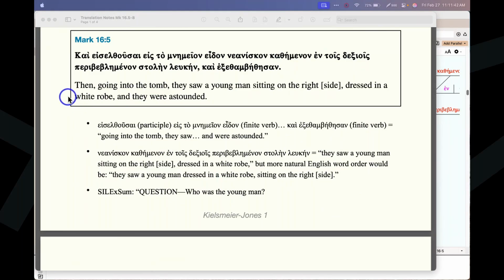You would want to decide for your own translation, does this feel a little bulky or cumbersome? I've got a number of commas here to kind of set things apart. Does that slow down the reading for the reader, whether that reader is you when you read your own translation or somebody else? A more natural English word order would give us something like, they saw a young man dressed in a white robe sitting on the right side. So that dressed in a white robe, we would think of more as like an adjective that describes the subject, and then we get the action of sitting on the right side.